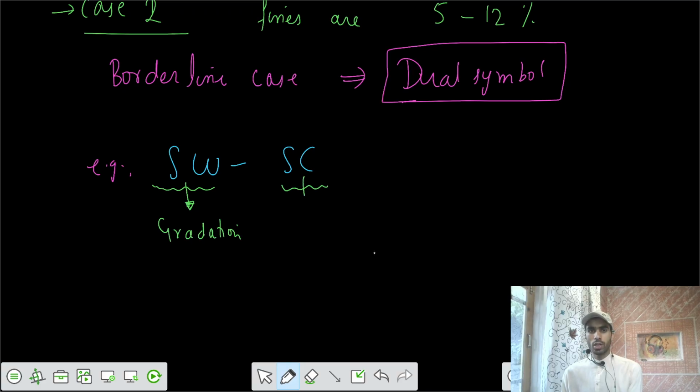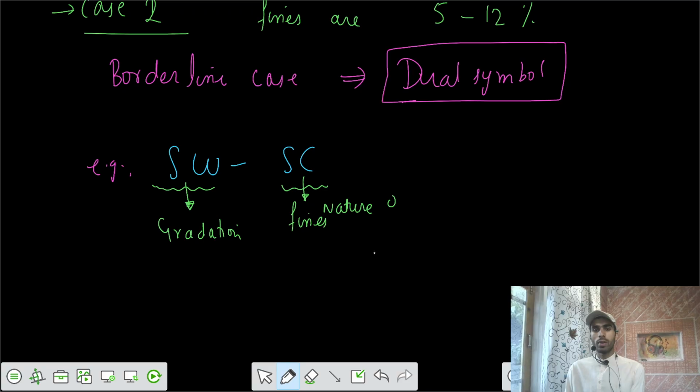And the second one is talking about the fines, or the nature of fines. What kind of fines are you having? That means whether your fine grain fraction is clay, or whether your fine grain fraction is silt.